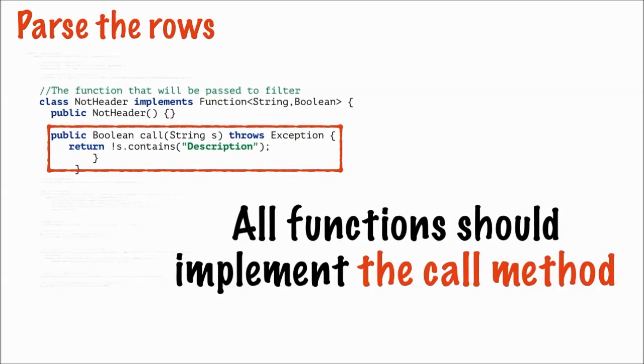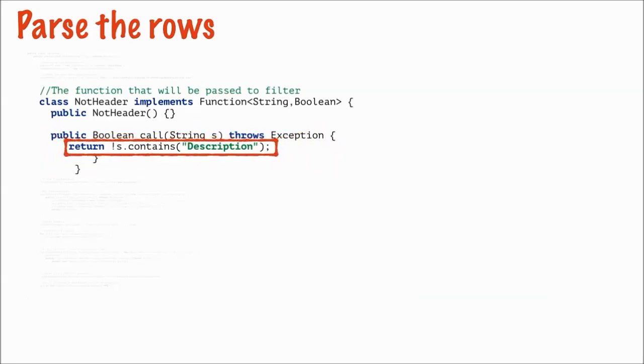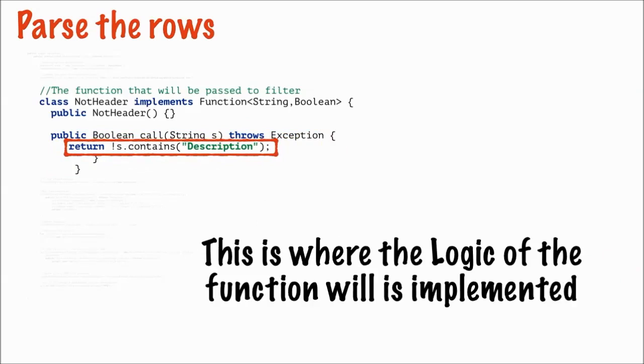That's why this NotHeader class is also called a function object. A function object is a class which implements an interface with just one method. All functions should implement the call method. And within the call method is where the logic of the function resides. Check that it takes in an input s, which is a string, and checks whether it contains the description string. If it does, that means it's a header row, and we return false to exclude it from the resulting RDD.